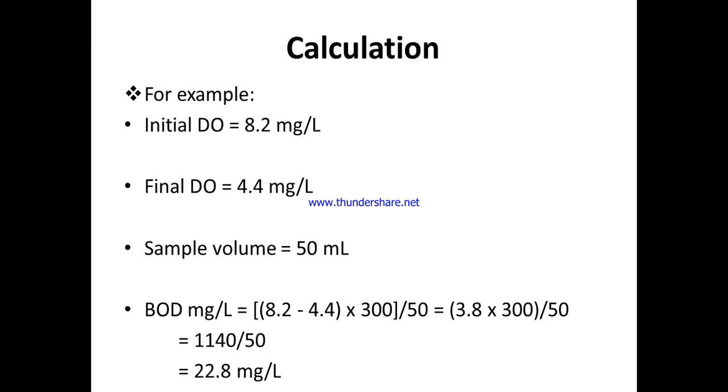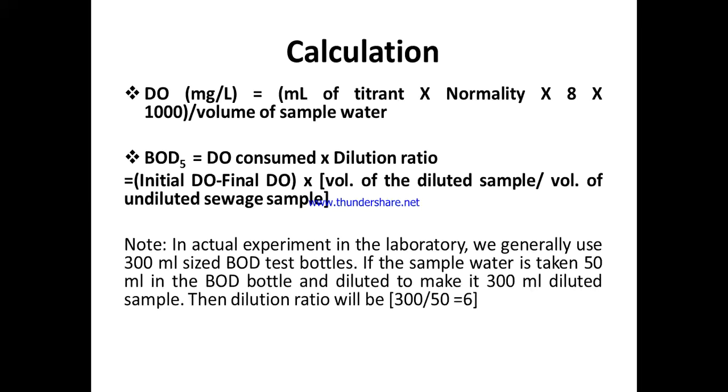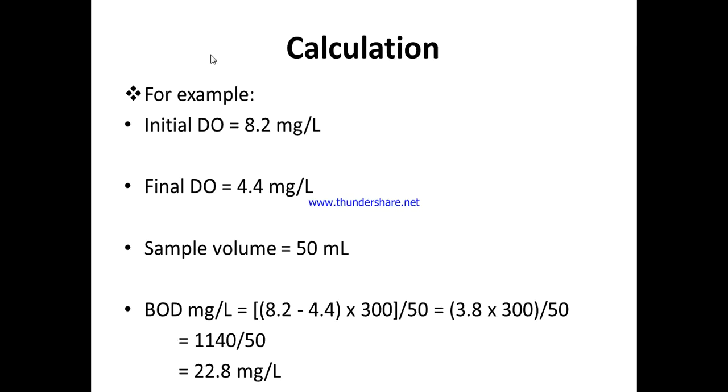So then we will go for the calculation. Suppose, I have given a tentative example, that initial DO is 8.2 mg per liter. Suppose final DO is 4.4 mg per liter, right? And suppose sample taken is 50 milliliter.